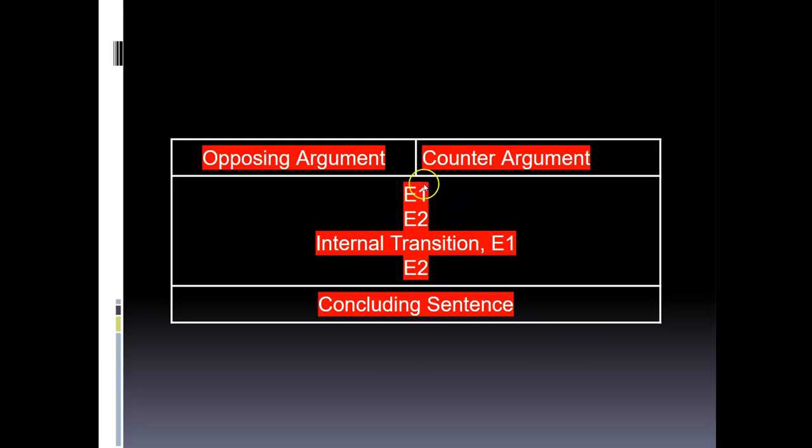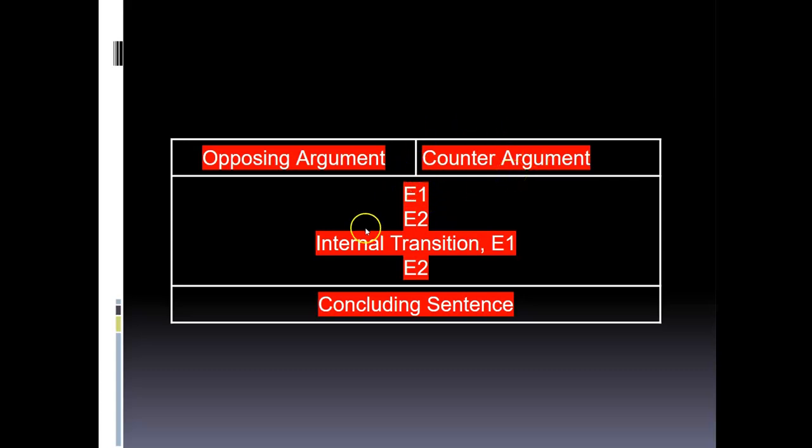So we start with an E1. Remember, E1 is our evidence. So we go back to the passage and we cite a piece of evidence that proves that our counter-argument is true. Then we follow that E1 with an E2, which is our explanation. Remember, we want our E2s to be at least two sentences. So two sentences explaining how our evidence supports our counter-argument.